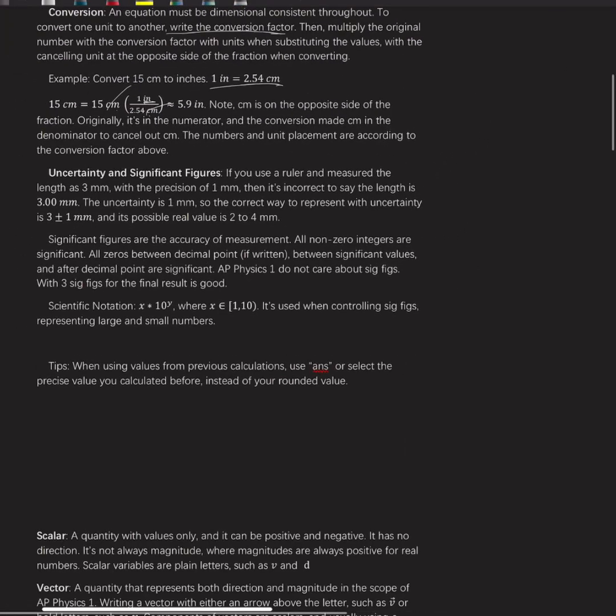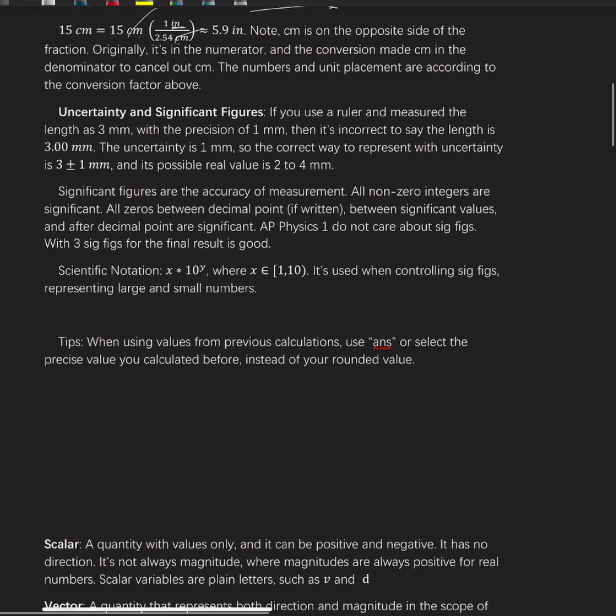So basically, if you have an answer like 1230.5, that's your result, then it's safe to say it's approximately equal to 1230. These two zeros are significant, but you don't need to worry about it. About 3 sig figs is enough. You can put more. In scientific notation, it's just some value x times 10 to an exponent, where x has to be between 1 and 10. And it's useful when you're controlling sig figs or representing large and small numbers.